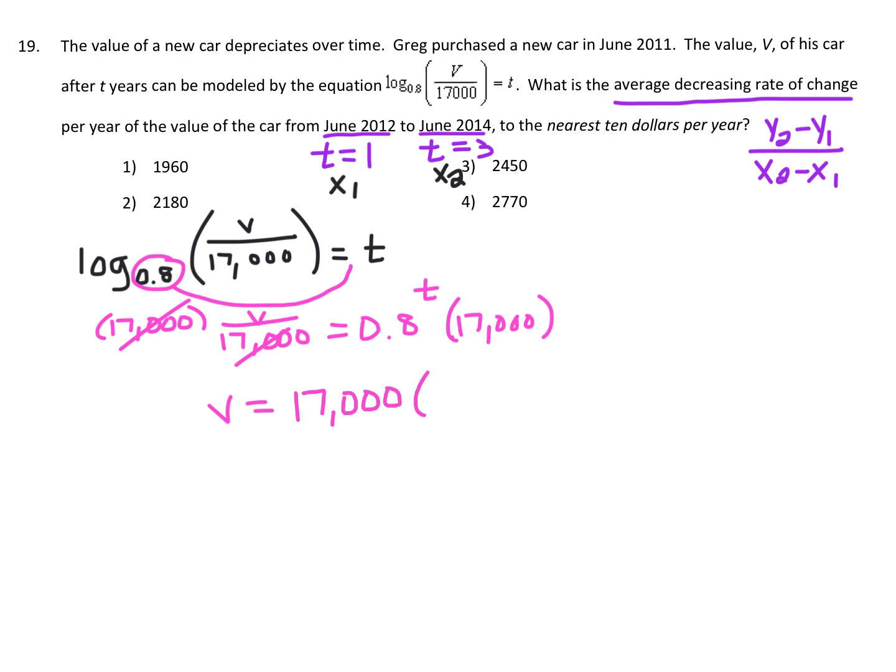And then that's going to be multiplied by 0.8 to the t power. I mean, you don't need the t on the outside of the parentheses. You don't need to rearrange this. This is equivalent to this, so that's up to you.